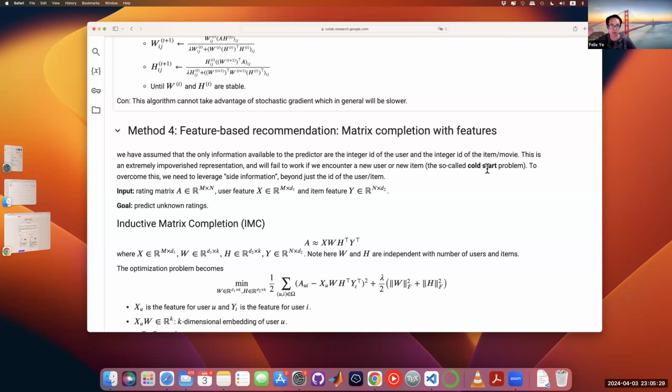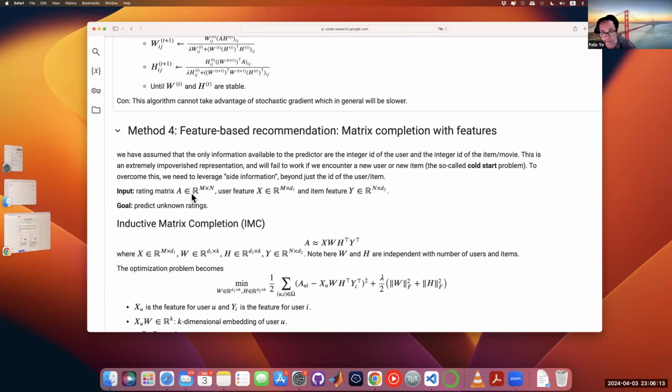In fact, to overcome this, we have to leverage some side information, not just the ID of the user and item. So we can create some features. Say these users and items have some features. For example, a movie has a name, a director, or the name of an actress. They could all serve as features, right? So these movies are not just an ID, they actually have features, and these features can be used in these kinds of predictions.